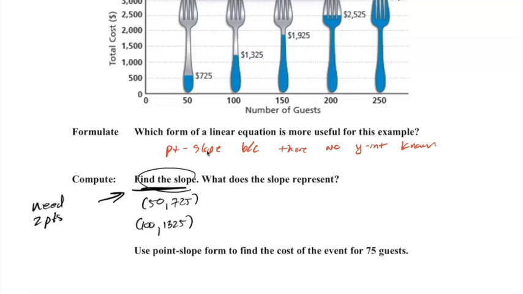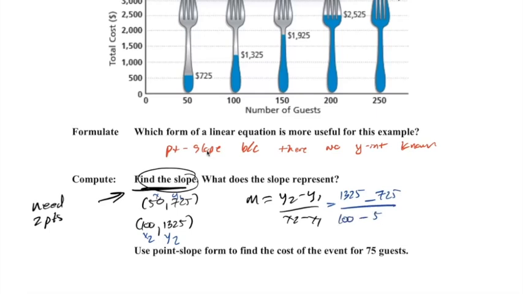And the way you find the slope is we're going to use our slope equation. M equals y2 minus y1 over x2 minus x1. And again, it does not matter which one's which. We'll say this is x2 and y2, and this will be x1 and y1. So this will be 1325 minus 725 over 100 minus 50. And we get 600 over 50, which is also known as 12. So my slope is 12.